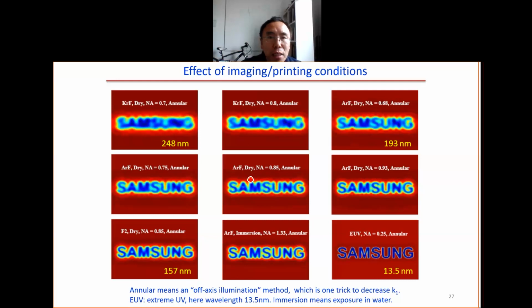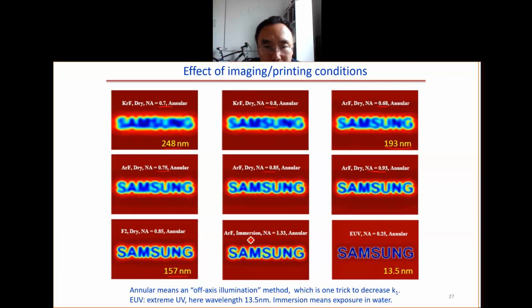So now let's look at the example. This one, 248 nanometer, is blurred. This one has higher numerical aperture, and it gets a better image. This shorter wavelength gives you a better image. Higher numerical aperture than this one, you get a better image. This is even higher numerical aperture, and you get better and better images. This one, 157 nanometer, you get a better image.